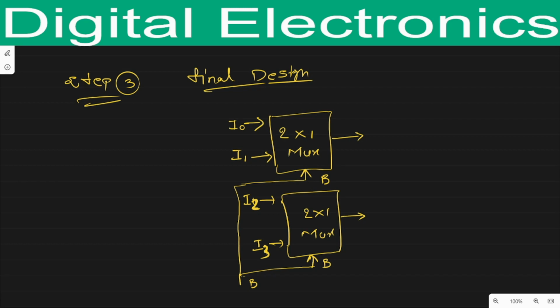Okay, now in this multiplexer design we have two inputs, four outputs, but only a single selection line. But in a 4 cross 1 mux we need two selection lines. So we will take one more 2 cross 1 mux here.